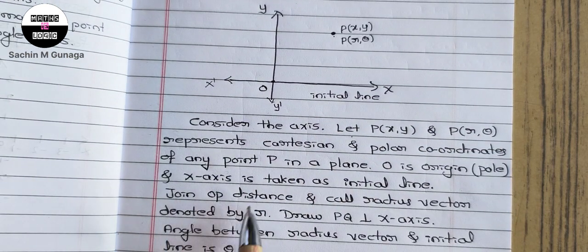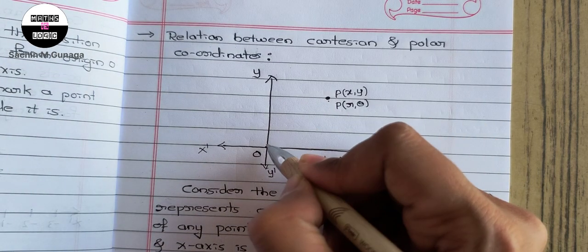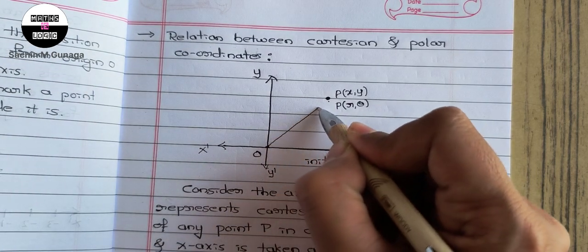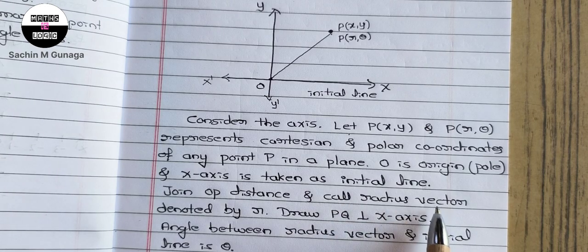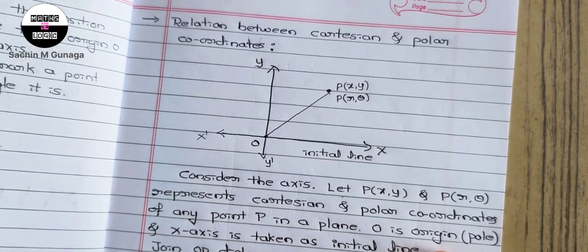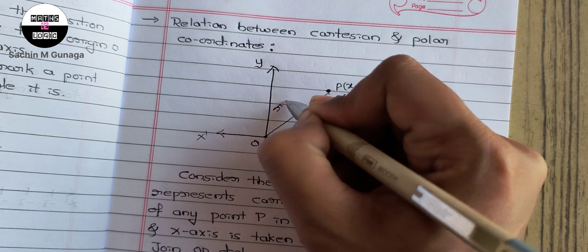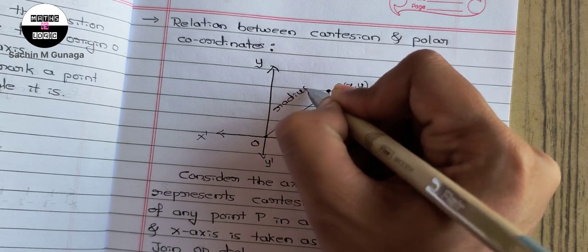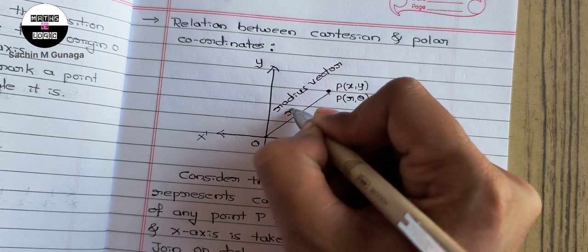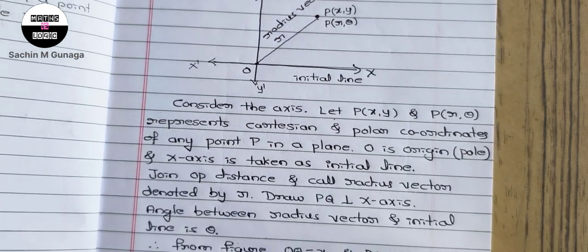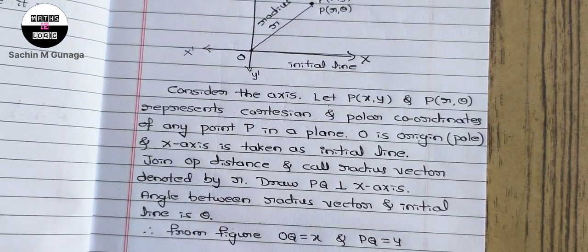Next, we need to join this OP distance and call that the radius vector. So this OP distance is nothing but the radius vector. This we are going to denote by the small letter r.